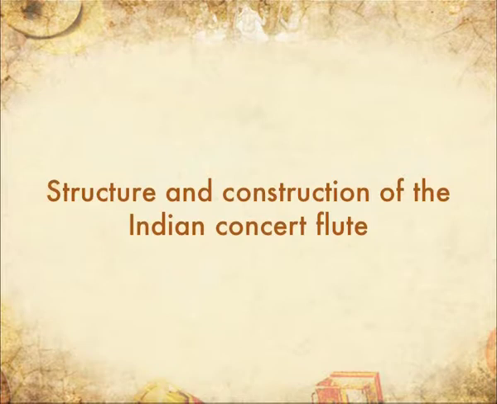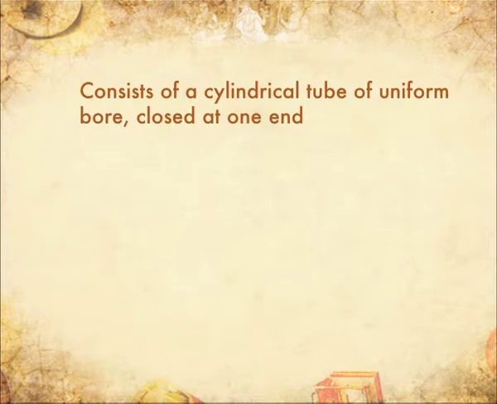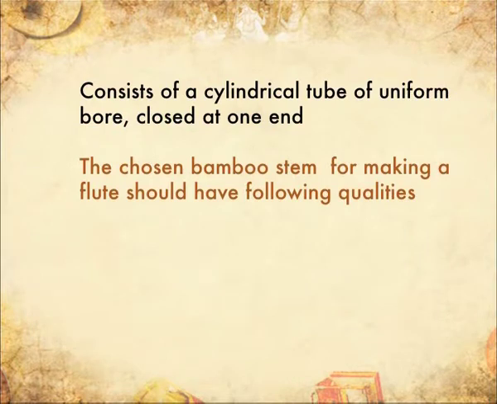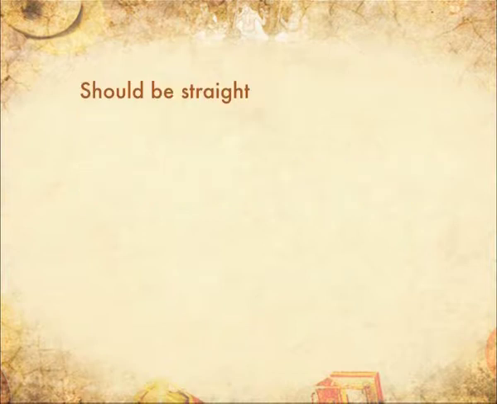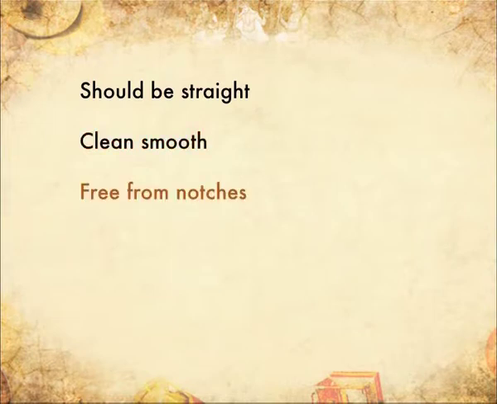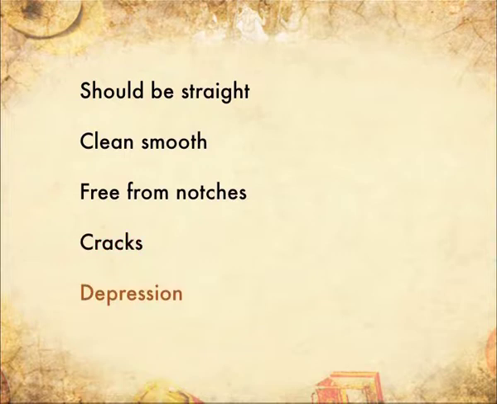Structure and construction of the Indian concert flute. The Indian flute consists of a simple cylindrical tube of uniform bore closed at one end. The bamboo stem chosen to make a flute should have the following qualities. It should be straight, clean and smooth, and free from notches, cracks, depressions and protrusions.